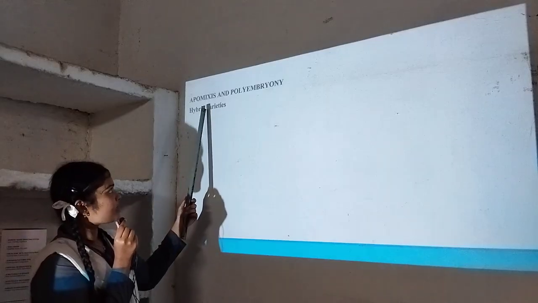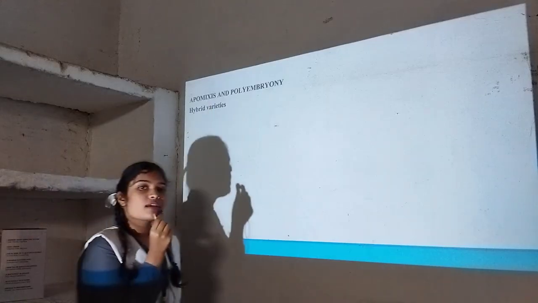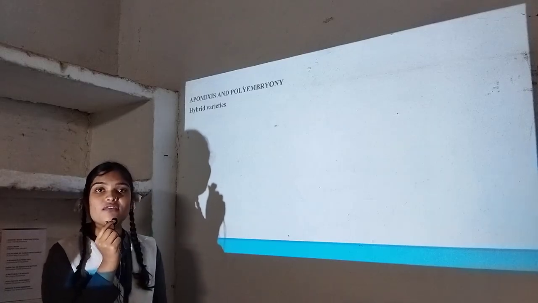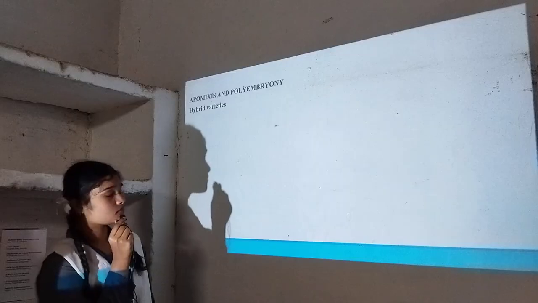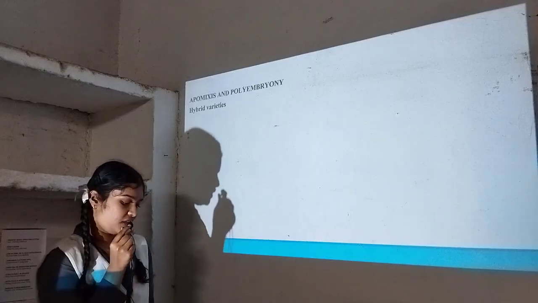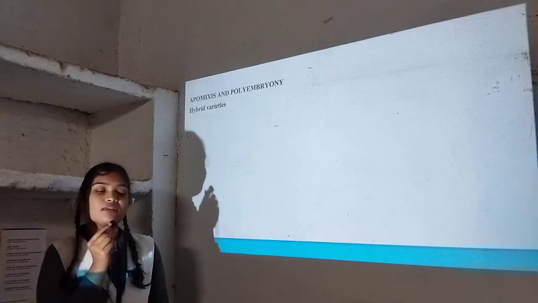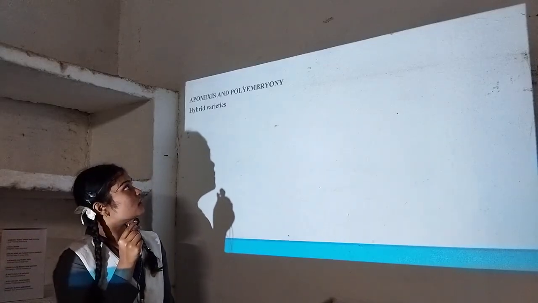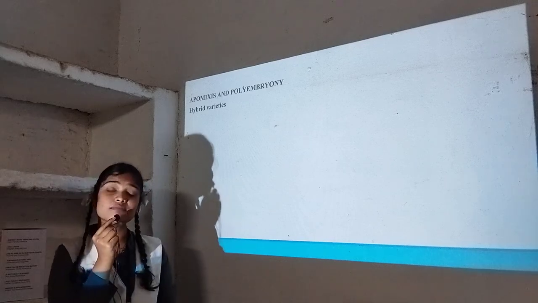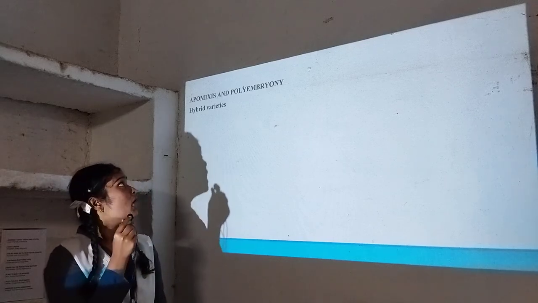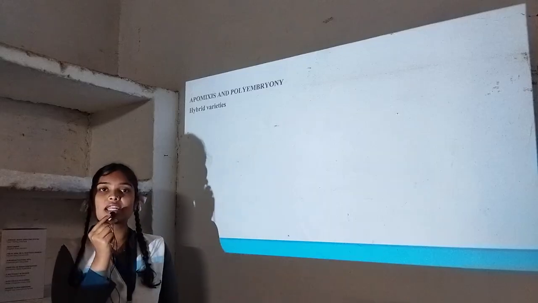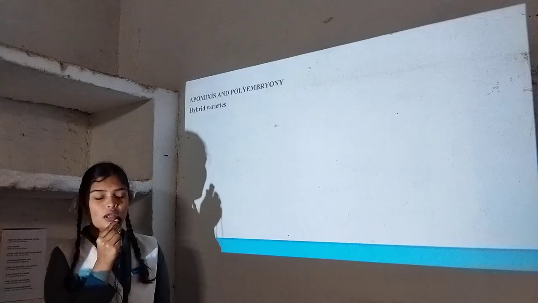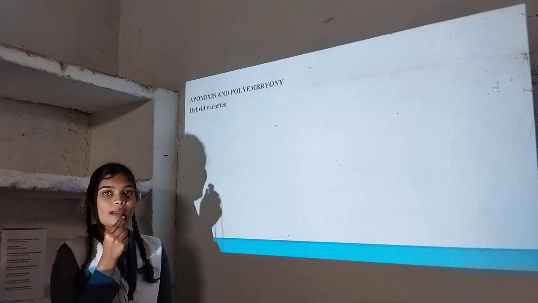Now the apomixis and polyembryony. Apomixis is the formation of seed without any fertilization. And the polyembryony, in which the diploid egg cell further develops without any more division, and in which the seed consists of more than one embryo, is known as polyembryony. The examples of polyembryony are citrus and mango.